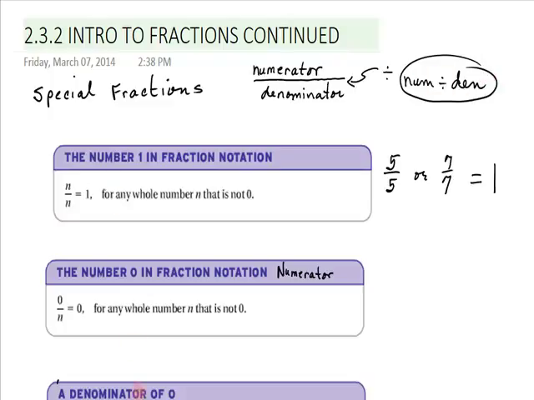So there are three special things that I want to look at. Suppose we have n over n. That's equal to 1 for any whole number as long as it's not 0. So in other words, if I have 5 over 5, 7 over 7, any number over itself, with the exception of 0, is equal to 1.